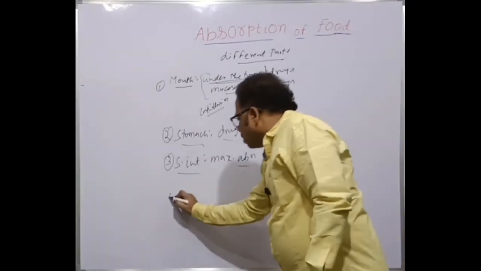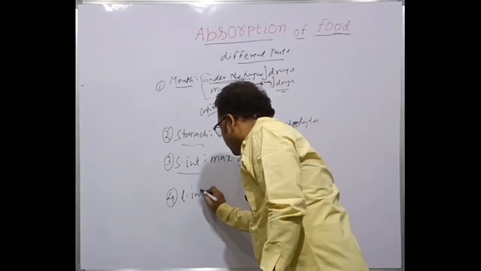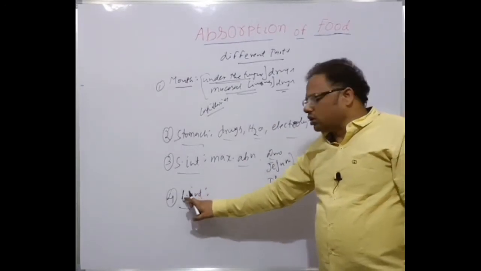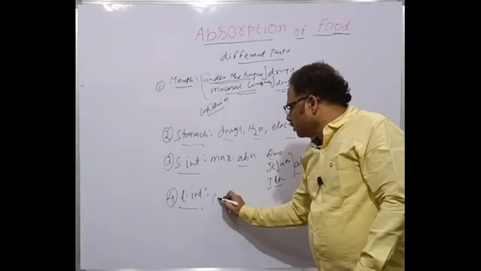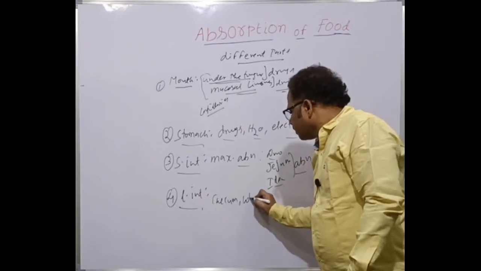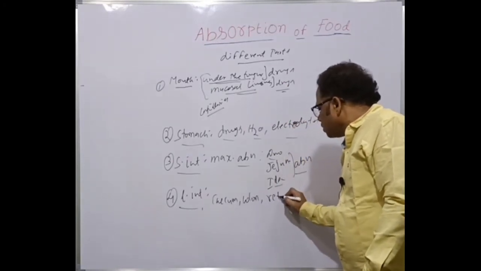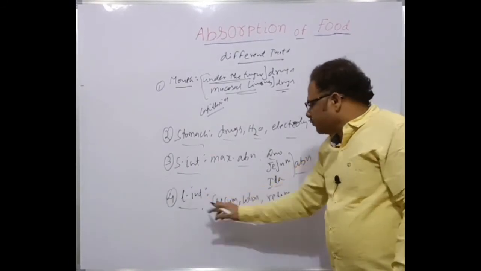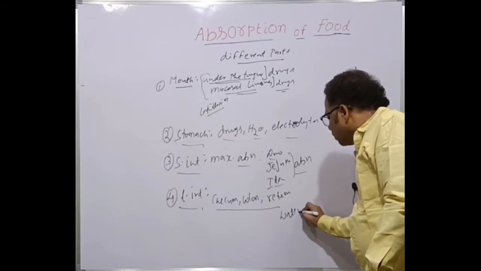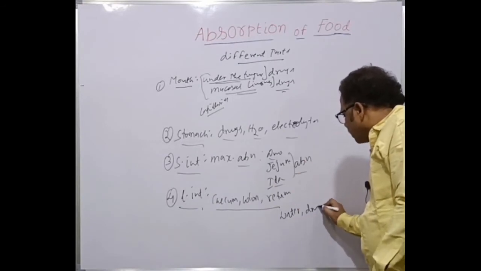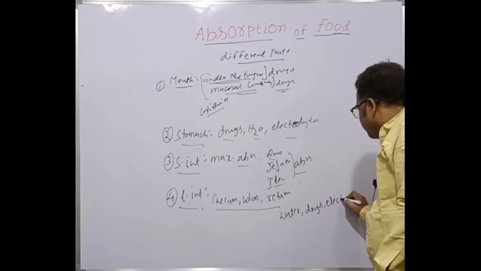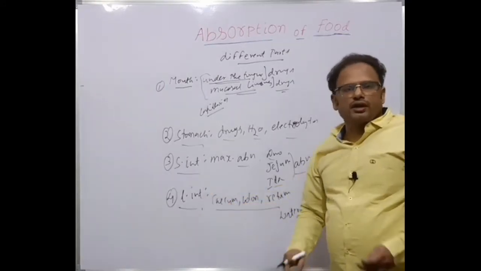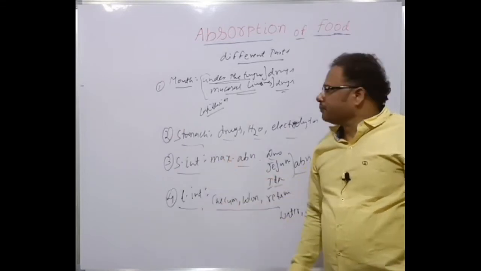Next one is the large intestine. Some absorption and reabsorption occurs in the large intestine, for example in the cecum and colon, and to some extent the rectum also. Principally water is reabsorbed, drugs are reabsorbed, and electrolytes required for the body are also reabsorbed in the large intestine. The large intestine consists of cecum, colon and rectum. Okay.